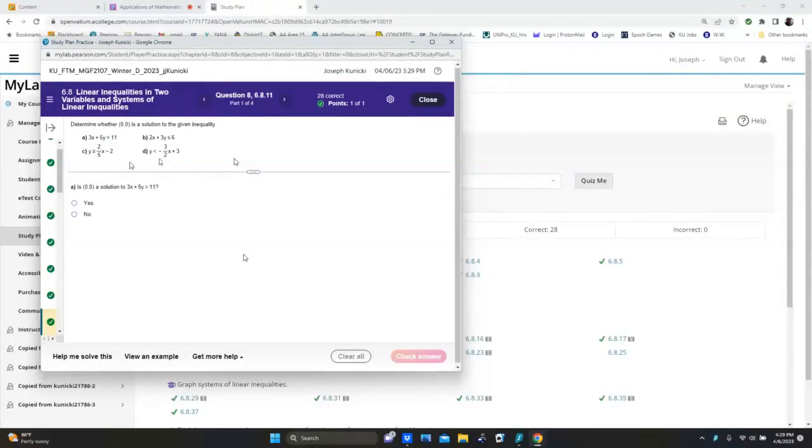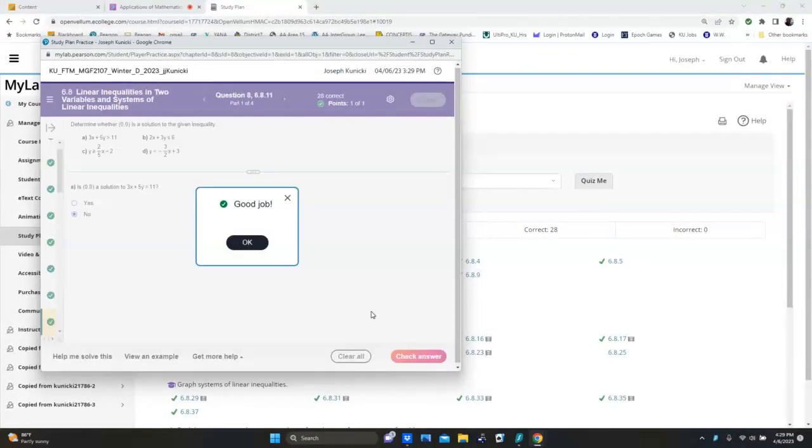So what happens is in letter A, 3 times 0 is 0 and 5 times 0 is 0. So the whole left side of the inequality is 0. So the question is 0 greater than 11? And the answer is no. So in that case, we would shade the opposite side of the origin, because the origin doesn't work as a test point. It failed, because we ended up with a false statement that 0 was greater than 11. So we can't use that point. It tells us you're on the wrong side of the line.